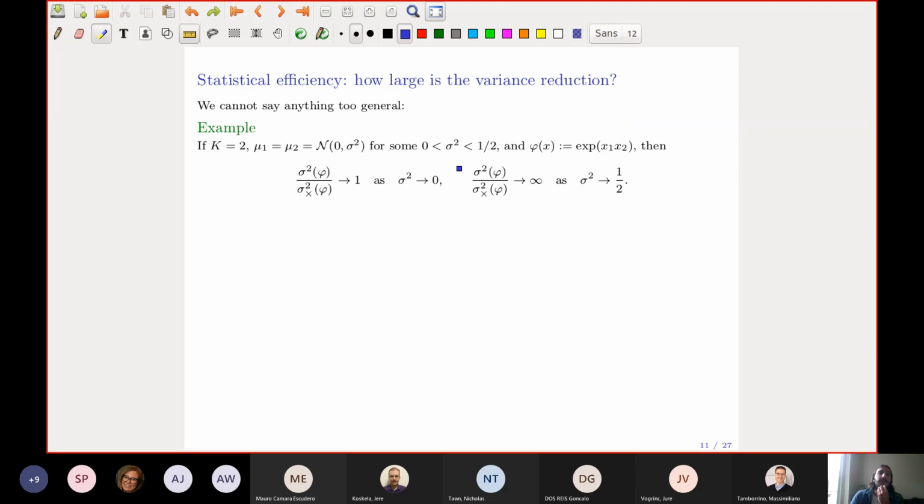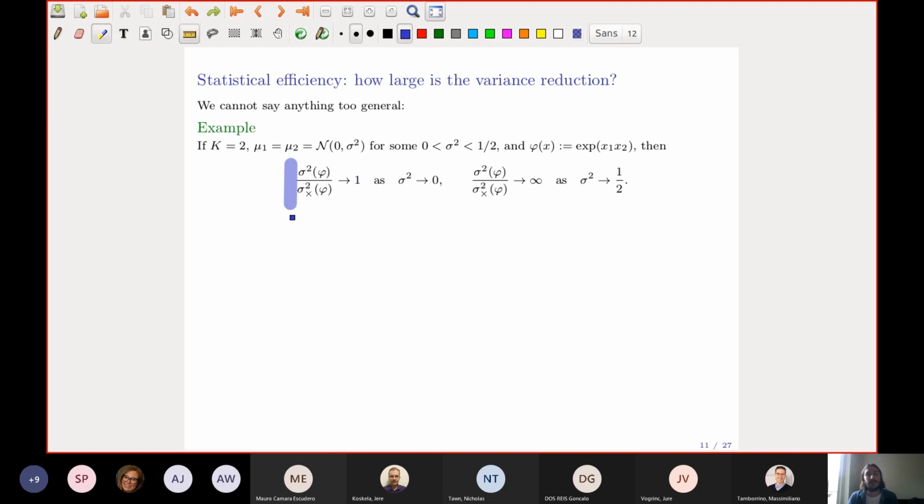Okay, so then you get into the question of how big can you expect this variance reduction to be? And the most general thing you can say about this is that you can't say anything too general. Even in just 2 dimensions you can construct very simple examples, and I have some free parameter to play around with. And you can basically make the ratios of the asymptotic variances go to 1 by taking one limit in this free parameter, or go to infinity by taking another limit.